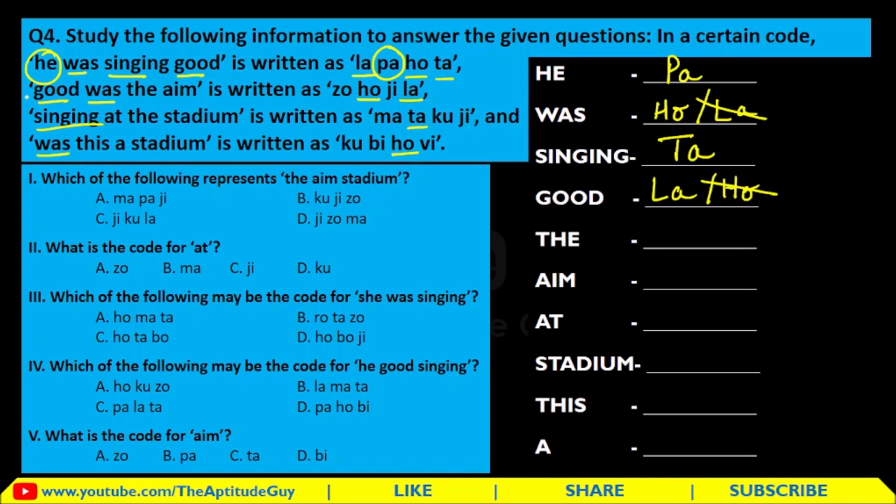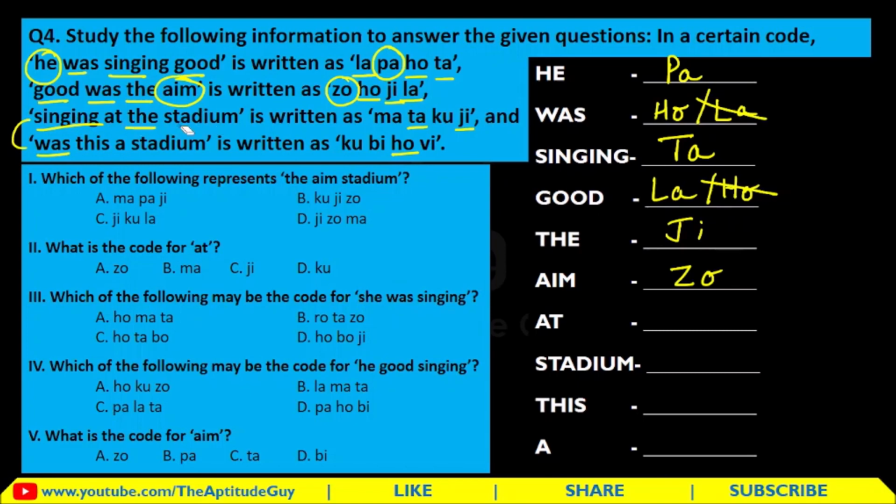Now directly go to 2 and 3. Good was the aim, singing at the stadium. The is common. Zo and G, which one is common? G is common. So the is definitely G. And in the second one, aim is the only one left out. And zo is the only one left out. So aim is definitely zo. Now we have all the codes of the second one. So the best part is we don't have to do 2 and 4 at all. So we can directly jump to 3 and 4.